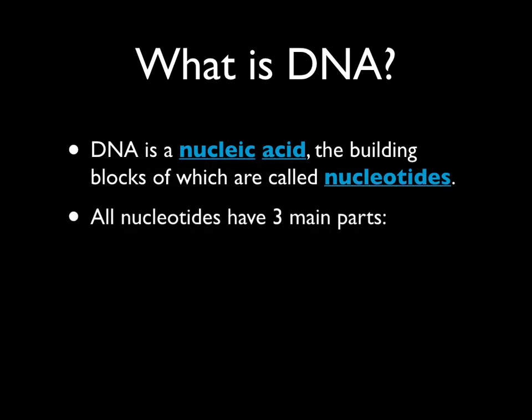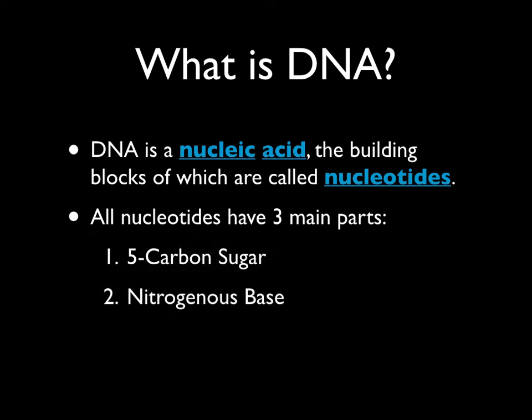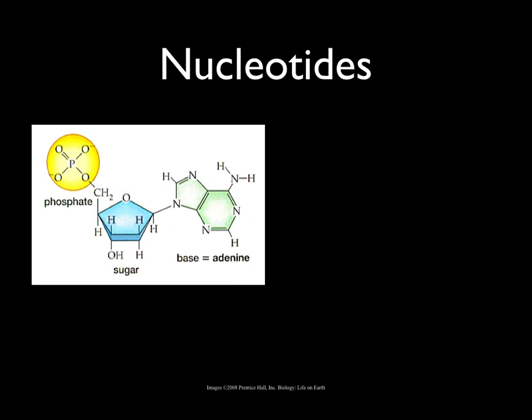All nucleotides have three main components. All nucleotides have a 5-carbon sugar, a nitrogenous base, and a phosphate group. The figure you see here shows the basic structure of the nucleotide. Take a moment to identify the three major parts of the nucleotide. In the center, you see a sugar molecule color-coded with blue, a phosphate group in yellow, and a nitrogenous base in green. Both the sugar and nitrogenous base that make up the nucleotide are organic molecules.